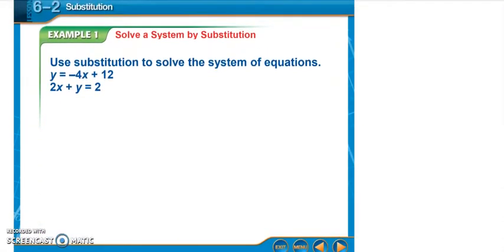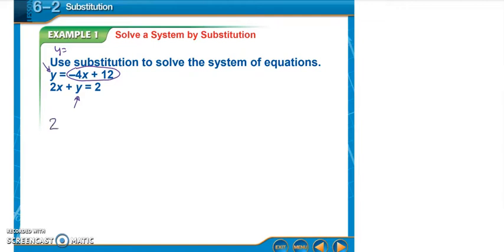So here we go. We're going to use substitution to solve the systems of equations. You're looking for a y equals somewhere if possible, or some equation that you can make into an easy y equals. This one already has a y equals. So y is -4x plus 12. In the next equation, do you see where that y is? y is -4x plus 12.